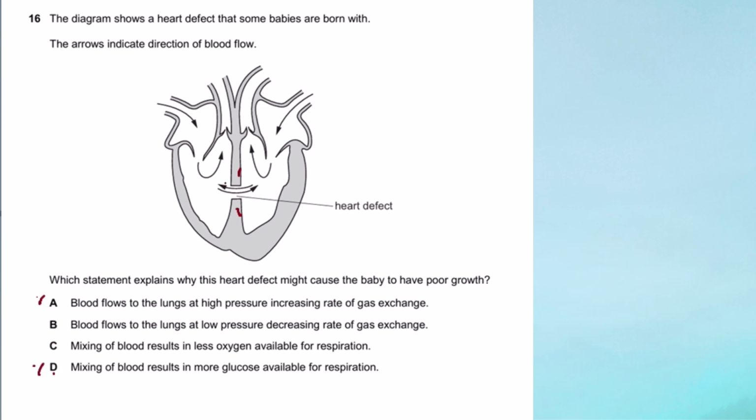If you can see here, we can see on the arrows that we have deoxygenated blood and the oxygenated blood mixing here. So in this case, this is what we're looking for because we're seeing the mixing here. So the only one that really takes that into account is number C. So mixing of the blood results in less oxygen available for respiration.